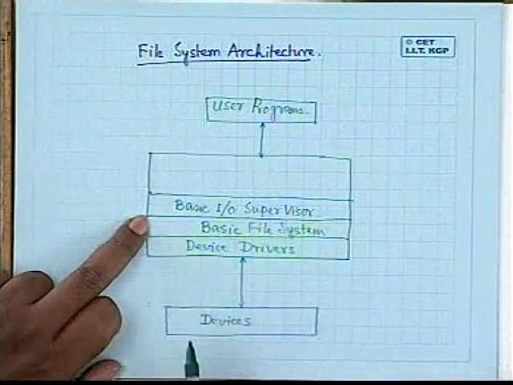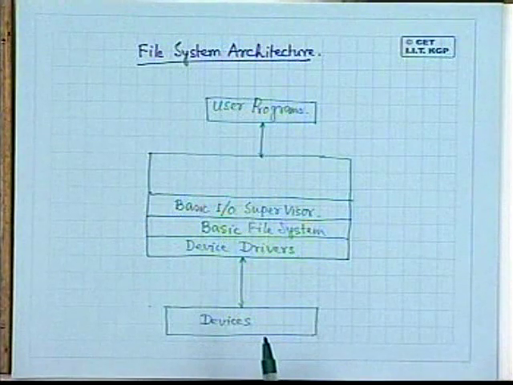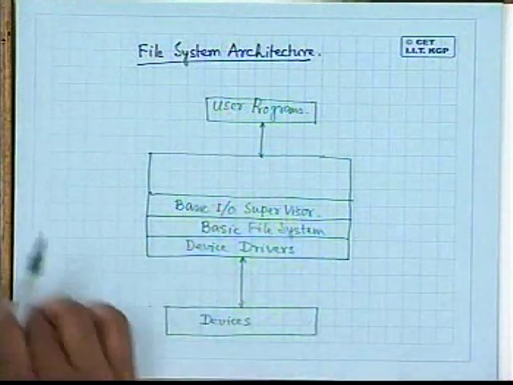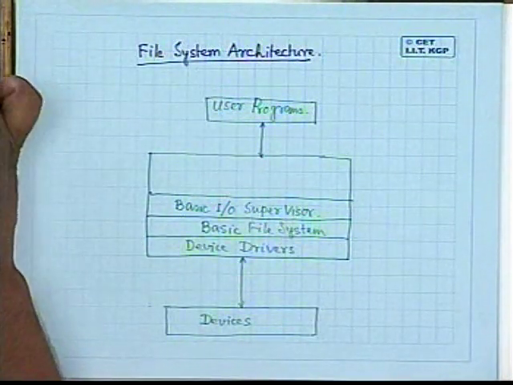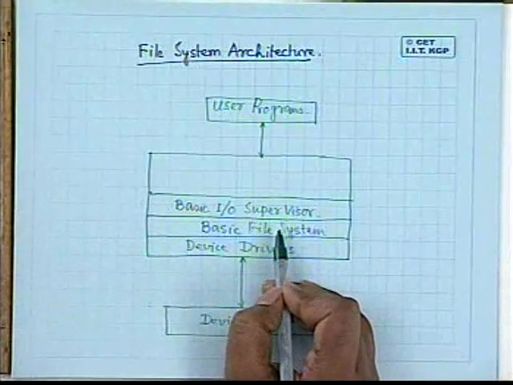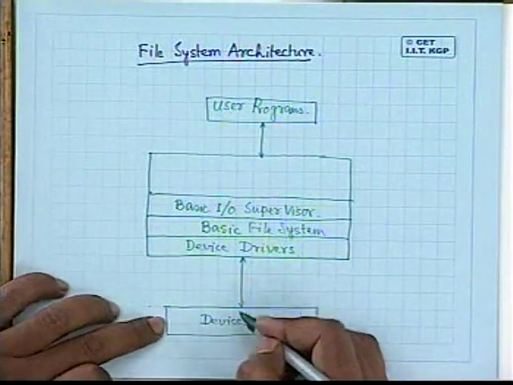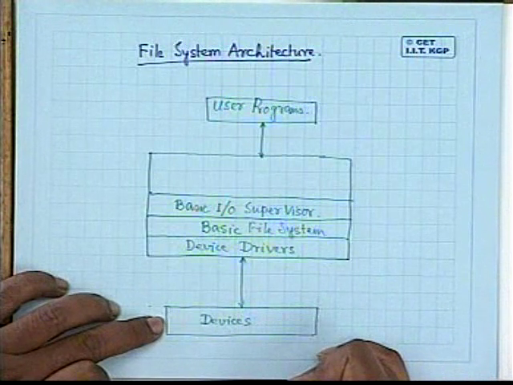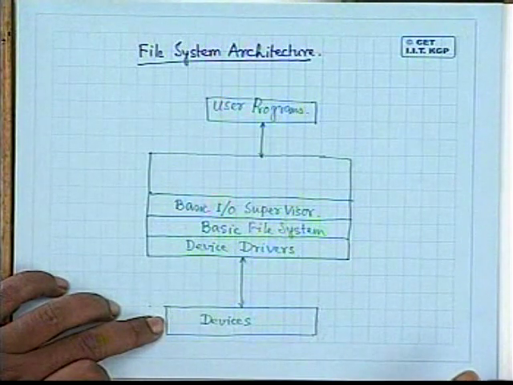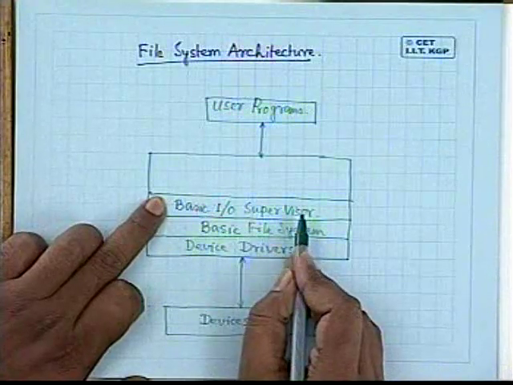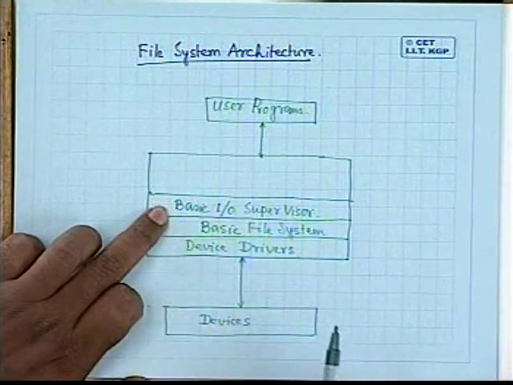The responsibility of this basic IO supervisor unit is to monitor all these operations. While doing so, the basic IO supervisor has to find out the device on which the IO operation has to be done. So for example, there may be a number of devices, C, D, E, and so on. On which device the IO operation has to be done, that has to be determined by the basic IO supervisor.